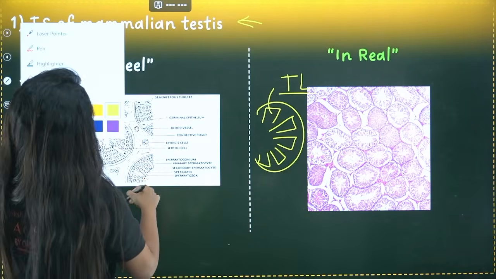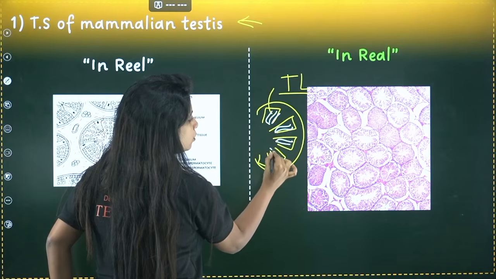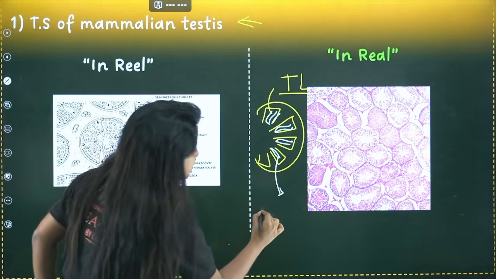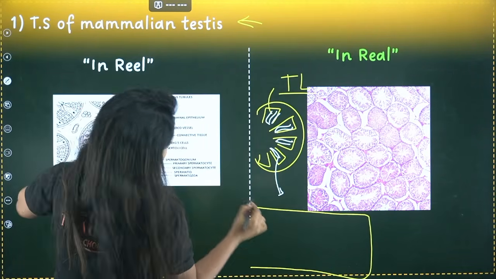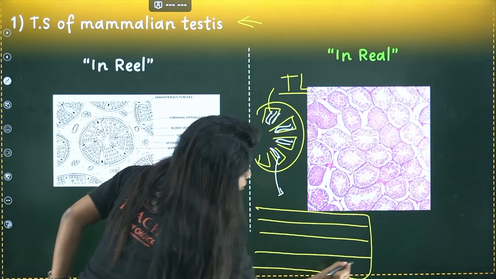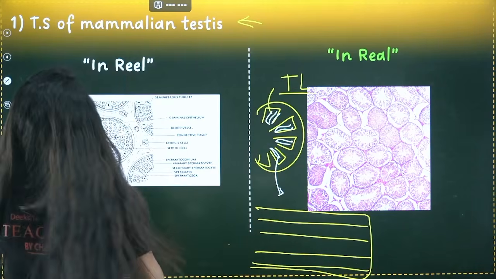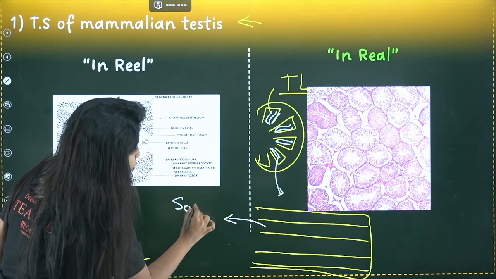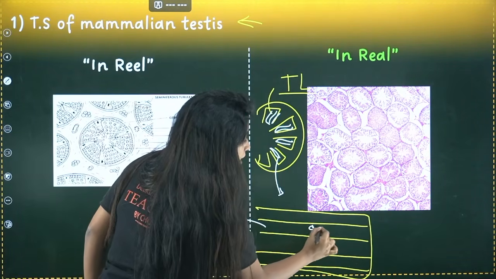Inside that you have seminiferous tubules. How many? Almost 1, 2, 3. If I zoom this structure in, I'll get to see what exactly it is. Suppose this is a testicular lobule, and this is a seminiferous tubule, and this is the next seminiferous tubule. I am going to spot a few things inside the seminiferous tubules. The first thing I will find are Sertoli cells. The next thing I will be finding is what?